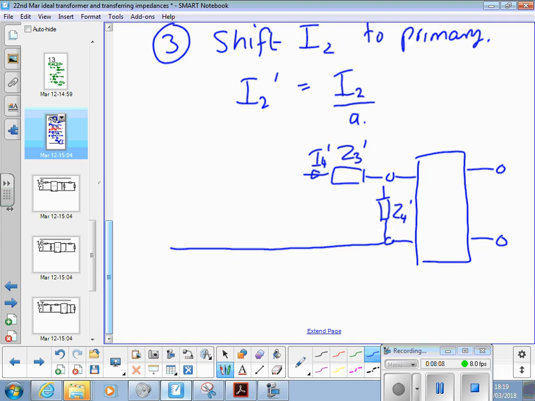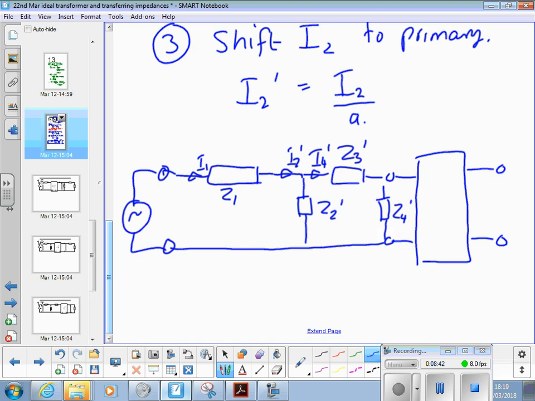We'd have Z2 dash in there, and this current would be I2 dash. Then we'd have our normal primary components, Z1, with the current I1, no dash on them. There's our transformer terminals and our source.